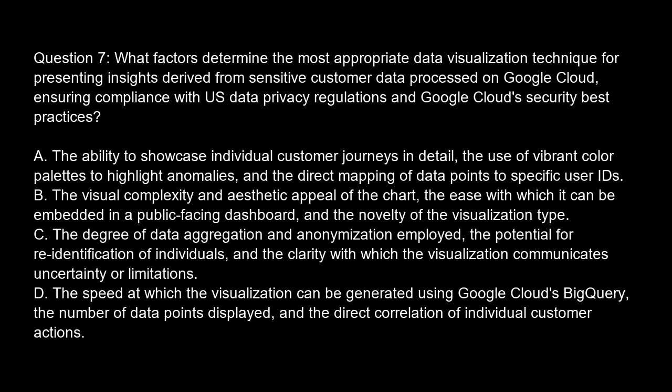Option C. The degree of data aggregation and anonymization employed, the potential for re-identification of individuals, and the clarity with which the visualization communicates uncertainty or limitations. Option D. The speed at which the visualization can be generated using Google Cloud's BigQuery, the number of data points displayed, and the direct correlation of individual customer actions.